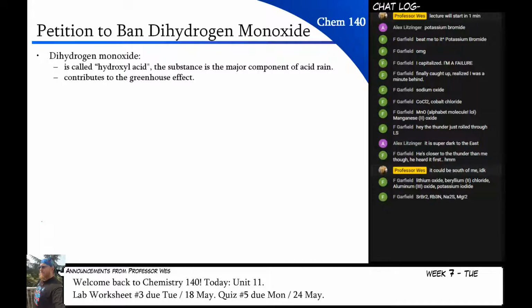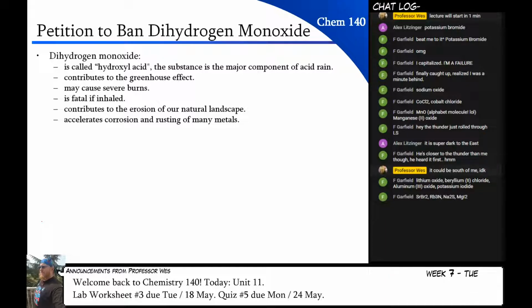What else does this do? It contributes to the greenhouse effect. In fact, it's a more potent greenhouse gas than CO2. We're worried about CO2 emissions, but DHMO is even worse. It can cause severe burns if you come into contact with it. If you breathe it, you will die. So don't breathe dihydrogen monoxide. Not only that, it erodes landscape. The earth just crumbles away in the presence of this substance.